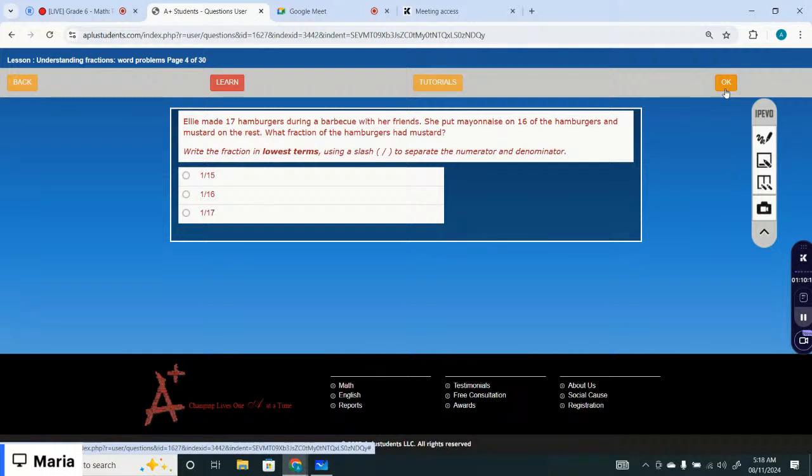That is, she put mayonnaise on 16 of them, right? What fraction of the burgers had mustard? So out of 17, 16 have mayonnaise, so that means only one burger had mustard, right? So that would be 1 divided by 17. Option number 3 is the correct option. Got it?